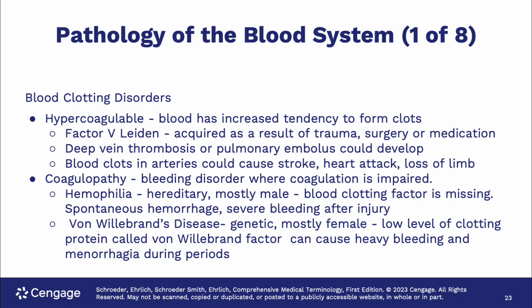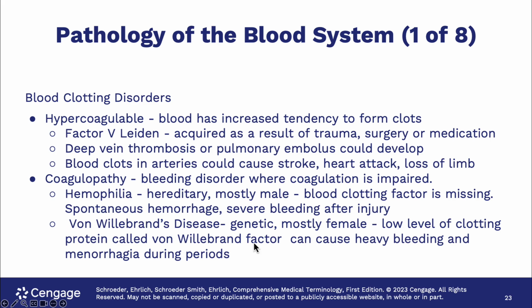Okay. There's also coagulopathy, and this is a bleeding disorder where coagulation is impaired. Coagulation is what happens when you have an injury and the blood needs to coagulate to stop bleeding. Hemophilia is the most known one of these, and there's a lot of case studies about the royal family in England suffering from hemophilia. It's a hereditary disease most often expressed in males because it's carried on the X chromosome, and males only have one of those. If you get cut, you just bleed, and you don't stop bleeding.